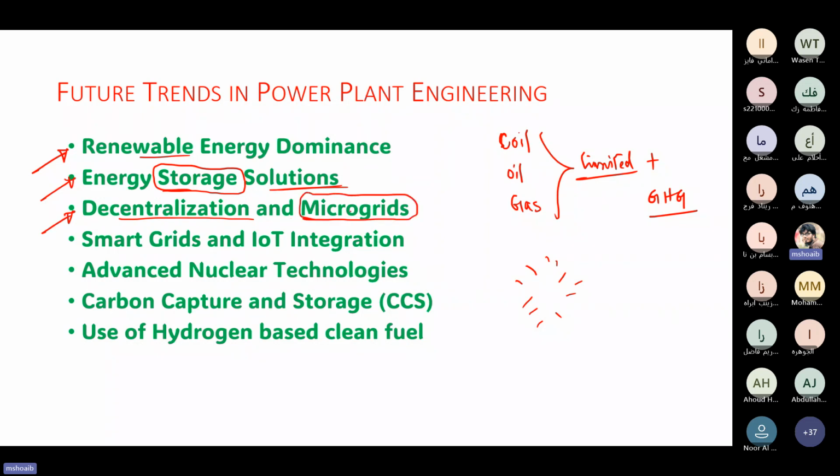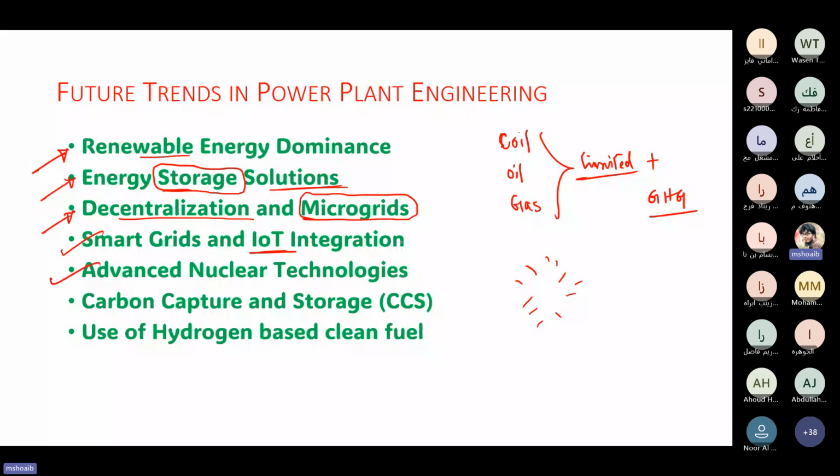So maybe another day, if I find a suitable opportunity, we'll talk about microgrid and nanogrid and so on. So this microgrid is nothing but decentralization of electrical energy generation and distribution. And you use smart grids for this decentralization. Also, you use Internet of Things, you use different artificial intelligence techniques to make it smarter.